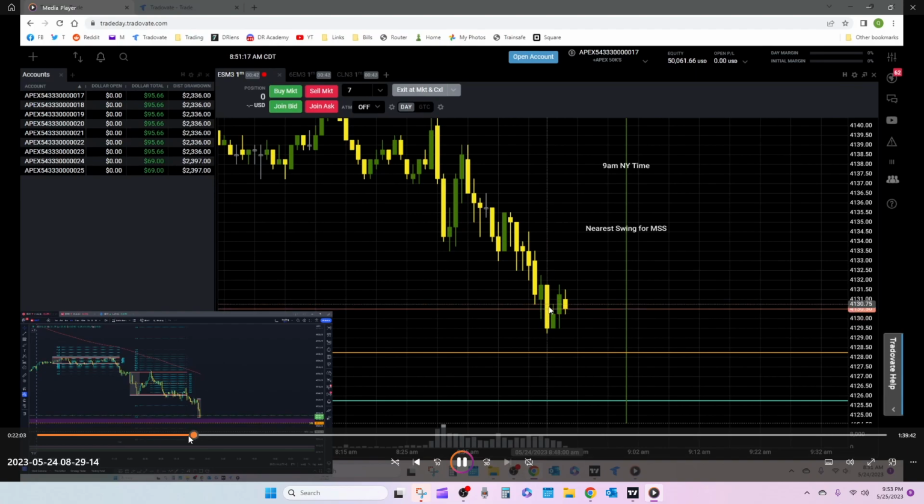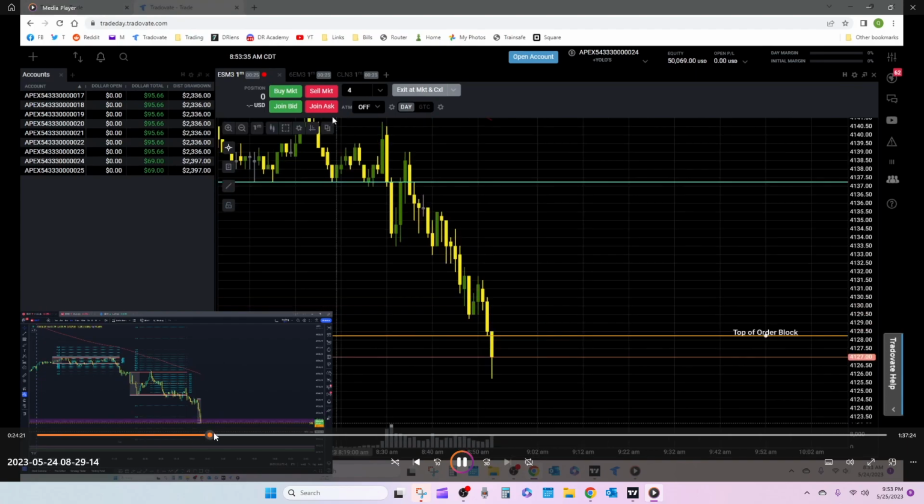Okay, so I'm putting the annotations on there for the time and the line that I'm eventually going to put on there for the nearest swing. Okay, I did switch over to the YOLOs now. I can see right here. So I'm taking a trade.